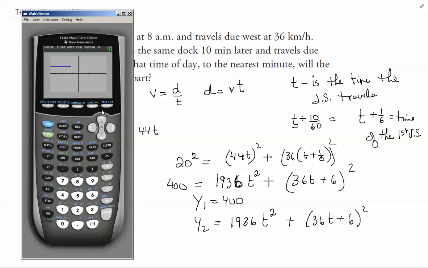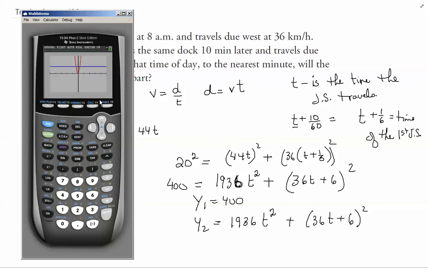Now my window settings may be incorrect. I need to graph. There's my 400. And let's see where, and it's still there. Okay, so we can still see it. So notice that negative, that would be a negative time. We're not going to worry about that intersection point. It's just this positive intersection point over here.